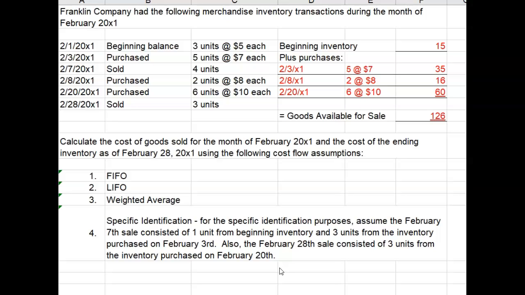There's no specific identifying number on that rake. There is no way that you can say that rake was one that I purchased on March 1st and that rake was one I purchased on January 2nd. So specific identification is generally used by companies that have a pretty low volume of inventory that usually has a pretty high cost and has a specific identifier.